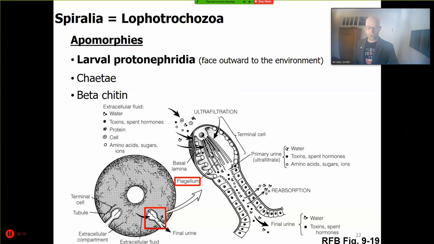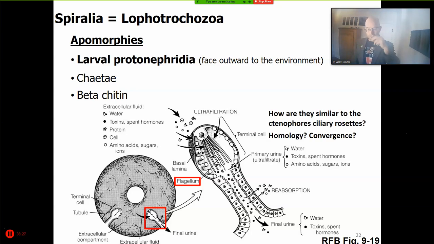So the beating of that flagellum creates a current and a pressure differentiation that draws toxins in and filters them out. Now, one thing to consider is we've seen something that looked like this before, and briefly talked about it when we were talking about ctenophores, because they look like ciliary rosettes. And that's largely why, using some circular logic, we think ciliary rosettes function like that.